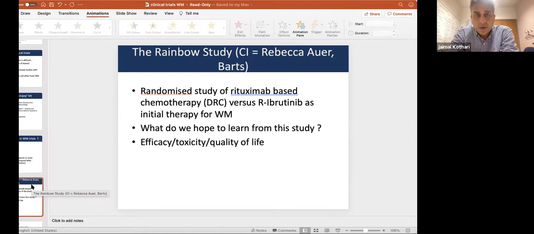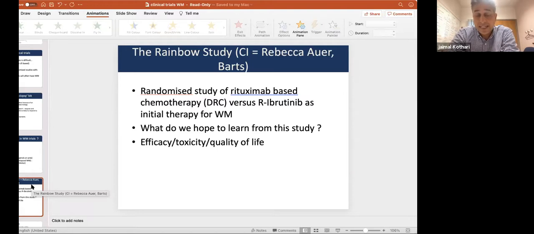So, when you see a combination of 6 cycles of chemotherapy versus ibrutinib, which may continue for years, you may think, well, it's obvious that rituximab and ibrutinib is going to be better. But the question is, how do you define what is better? And there are various ways of defining the endpoints. Of course, there are endpoints such as, well, how long can the disease be controlled?